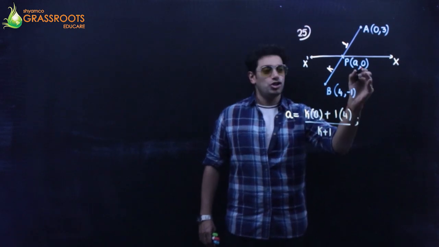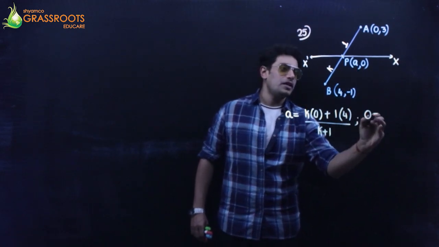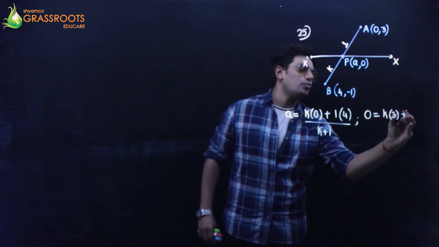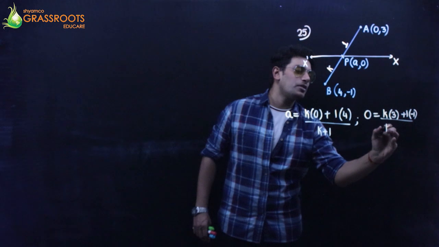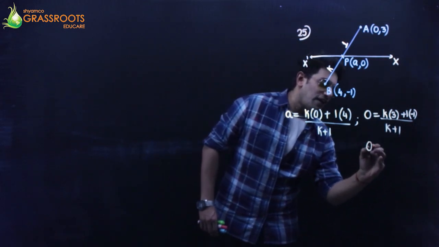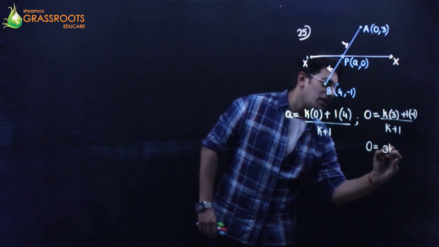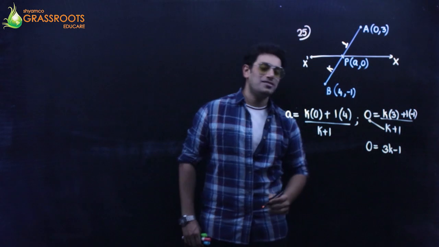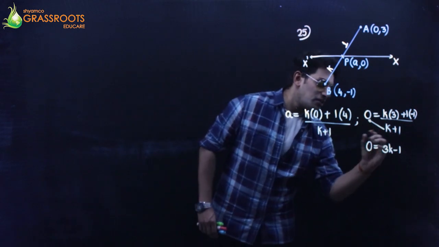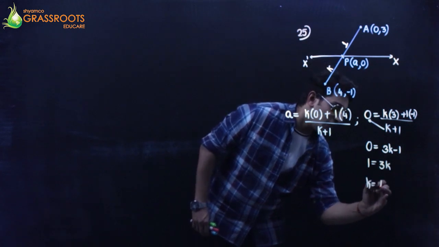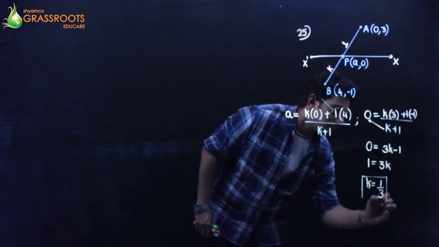And on the same side, 0 is equal to k into 3 plus 1 into minus 1 upon k plus 1. Cross multiply, or rather, before that I would find the value of k. You get 3k minus 1, k plus 1 goes on the other side, cross multiply, 0. So 3k minus 1, 1 is equal to 3k. So the value of k should be 1 over 3.